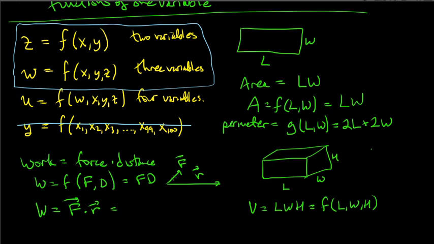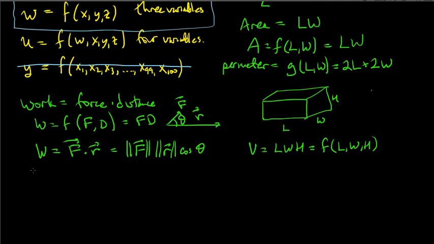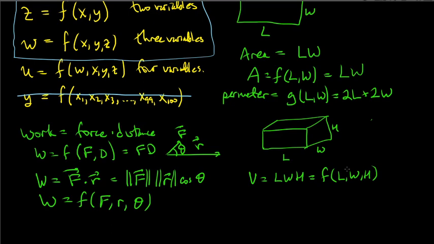But you can think of it as a function of three variables now. You can think of it as a function of the magnitude of the force, the magnitude of the displacement, which is the distance, and also the angle theta. So in that sense, work is a function of three variables if you can vary each one. So if you have a variable force, a variable distance, and you can change the angle too.